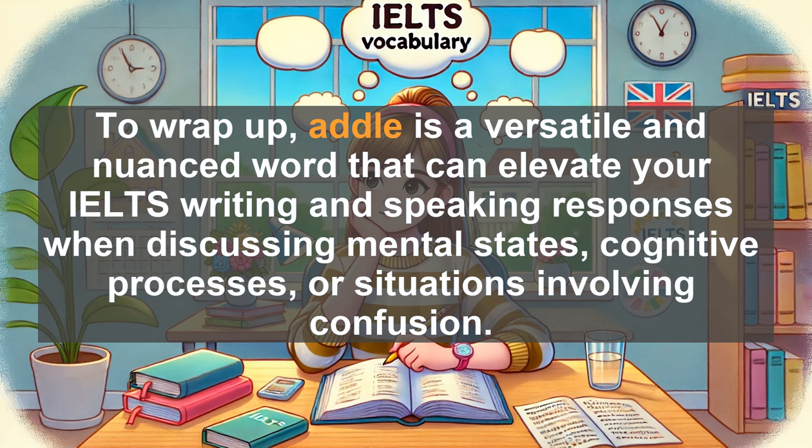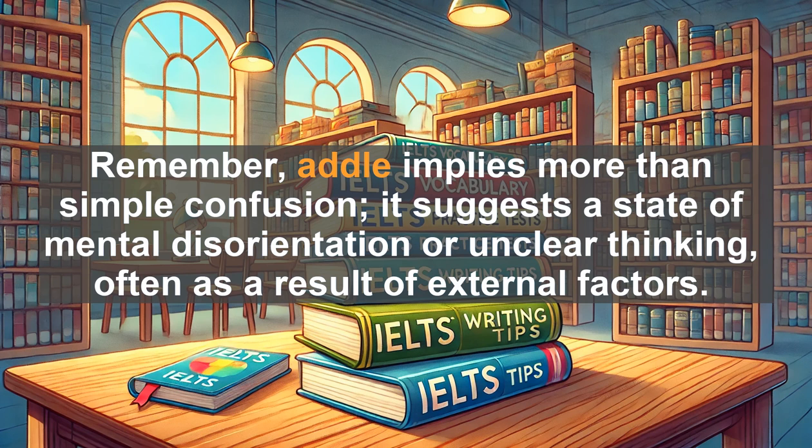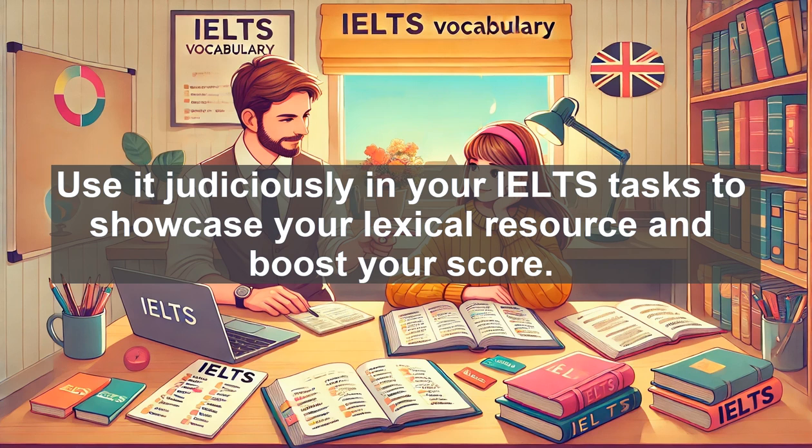To wrap up, addle is a versatile and nuanced word that can elevate your IELTS writing and speaking responses when discussing mental states, cognitive processes, or situations involving confusion. By incorporating this word into your vocabulary, you demonstrate a sophisticated understanding of language, which is crucial for achieving that band score of 8.0. Remember, addle implies more than simple confusion. It suggests a state of mental disorientation or unclear thinking, often as a result of external factors. Use it judiciously in your IELTS tasks to showcase your lexical resource and boost your score.